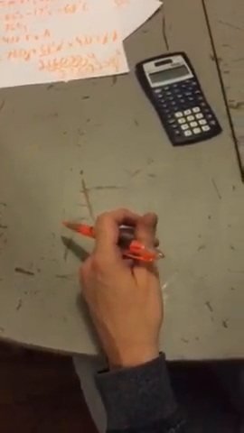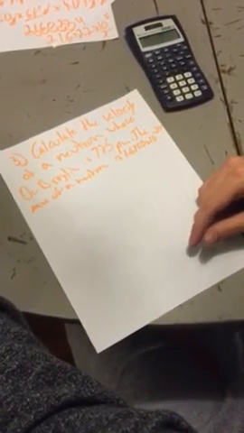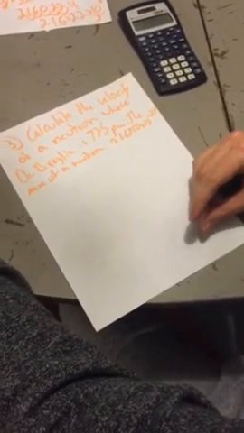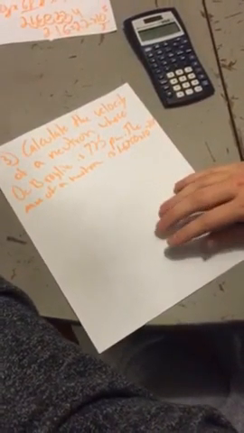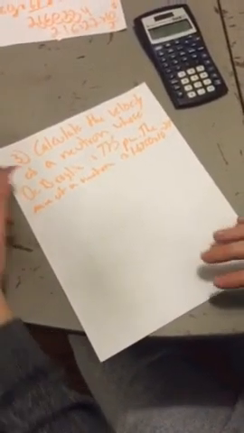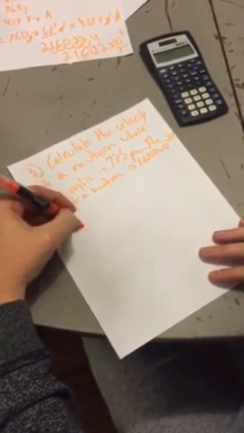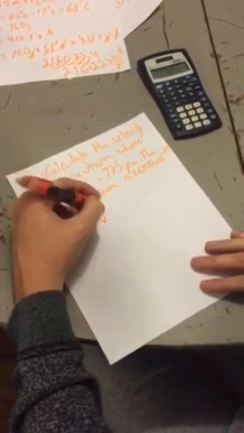All right, on to chapter 6, where we're working with velocity. I got a question: calculate the velocity of a neutron whose de Broglie wavelength is 725 picometers. The mass of a neutron is 1.6750 times 10 to the negative 27. To find velocity, let's start with wavelength equals Planck's constant over mass times velocity.